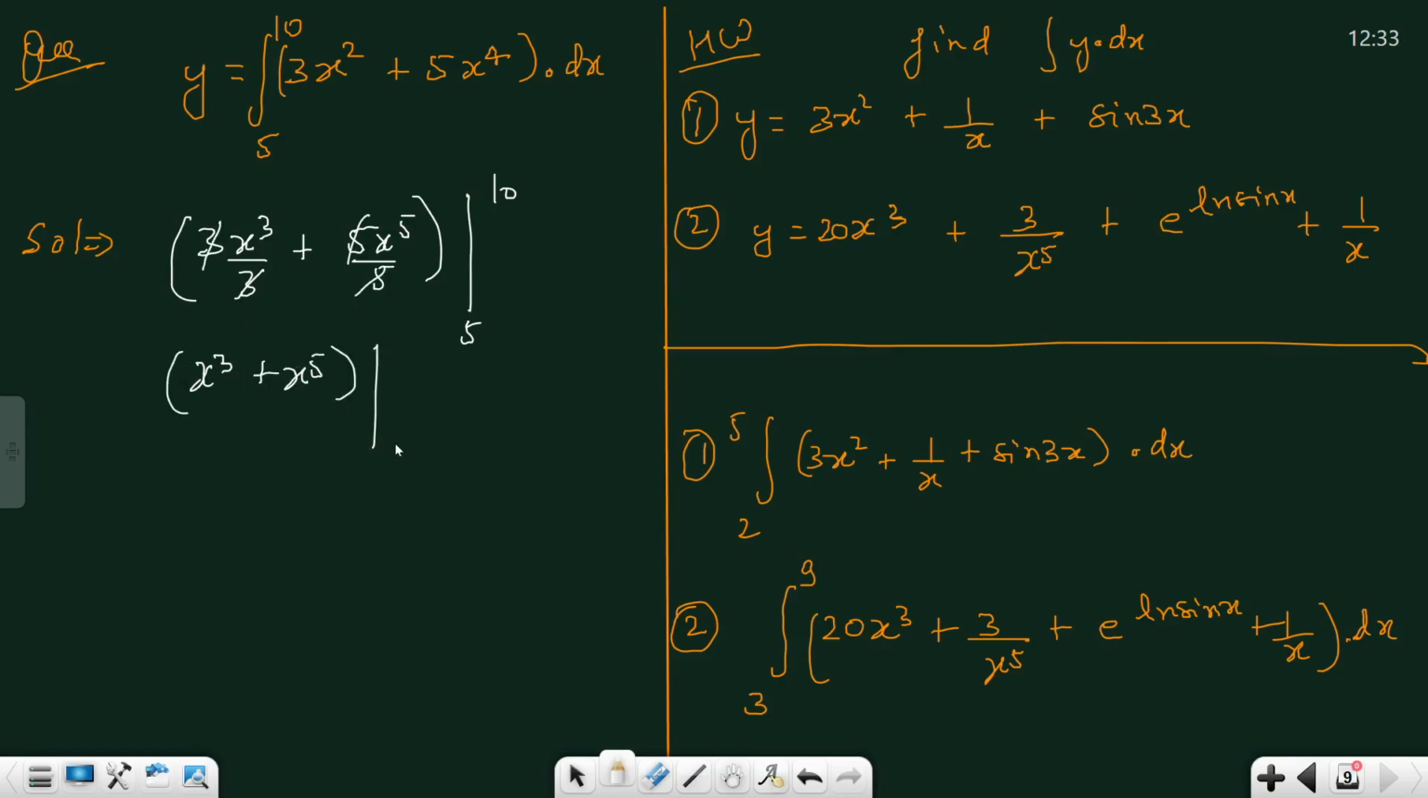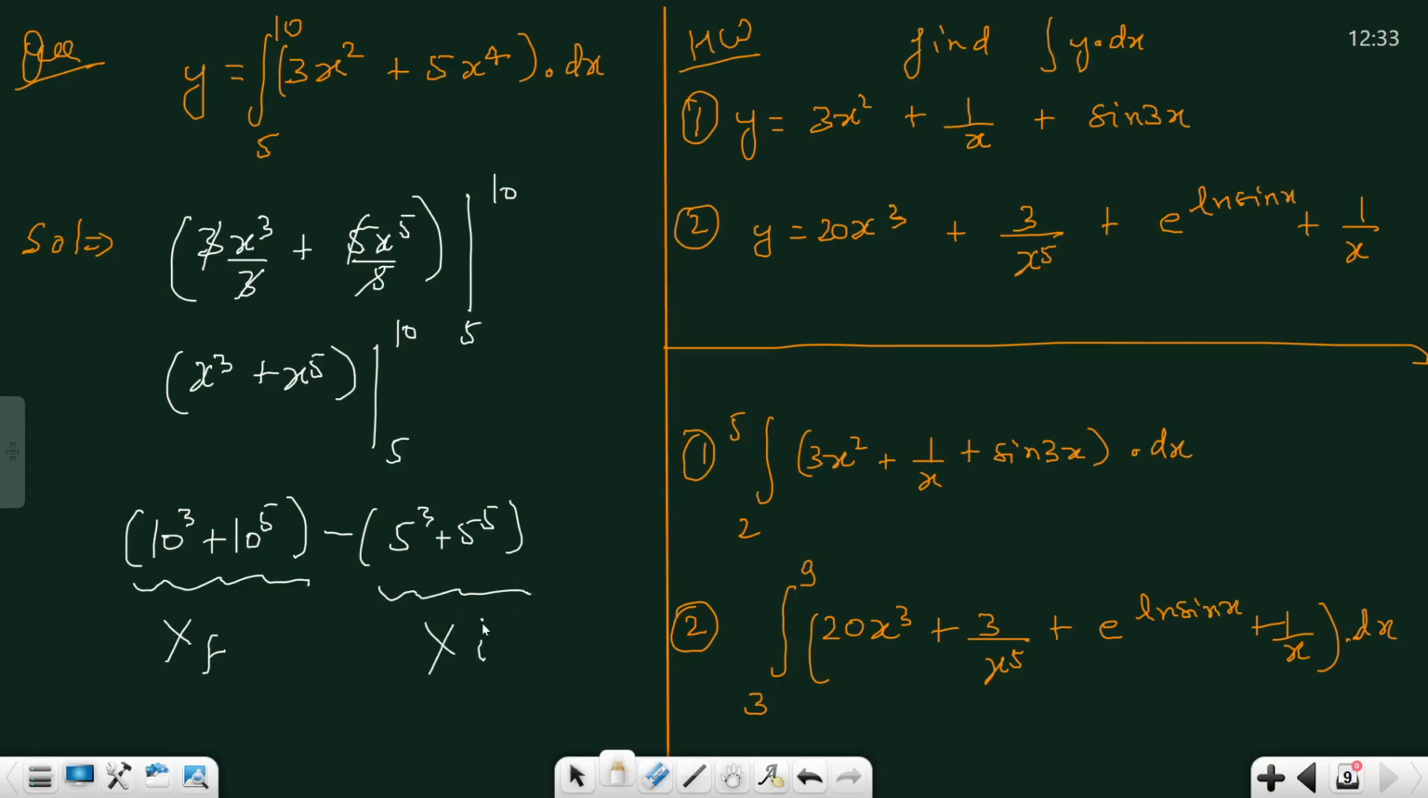So the first step will be you have to put value 10 instead of x यहाँ पे जो भी है. So 10 to the power 3 plus 10 to the power 5 minus 5 to the power 3 minus 5 to the power 5. xf minus x initial. Clear? Is it clear? सबको समझ में आया? The first step will be in the expression you have to put the value of upper limit and minus again in the expression you have to put the value of lower limit. सबको समझा?